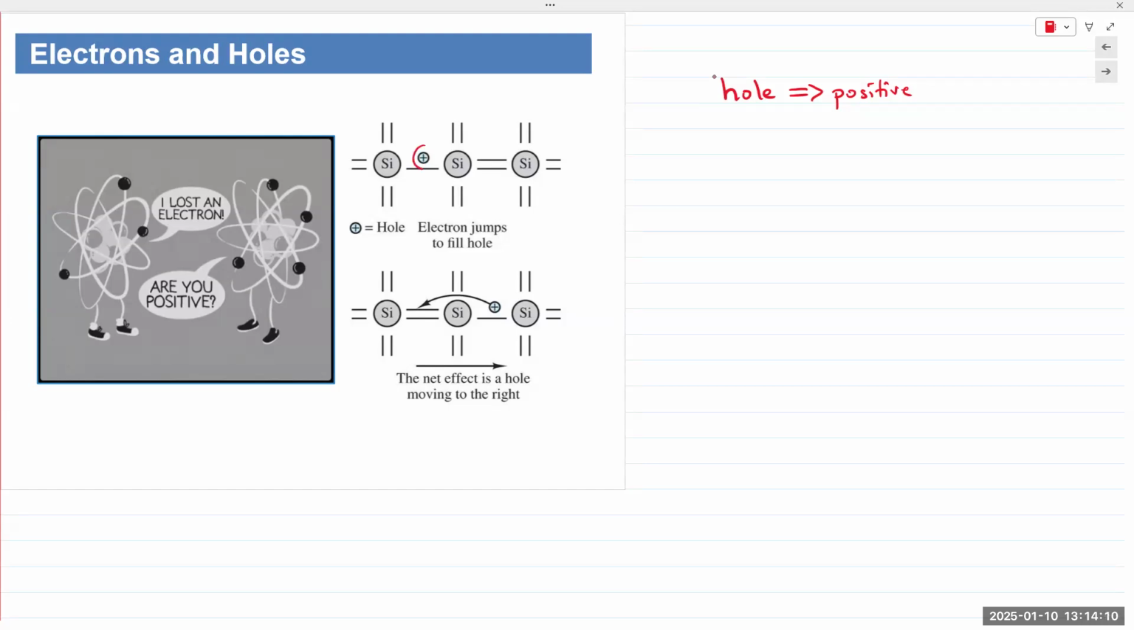So here is one example. Electron jumps to fill the hole, and thus a hole is free to move around also. Remember, we are still talking about intrinsic semiconductors.